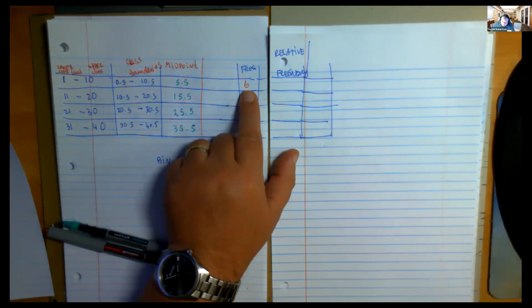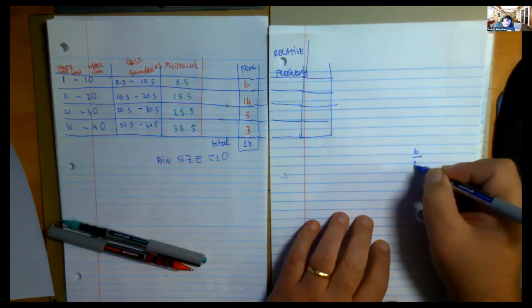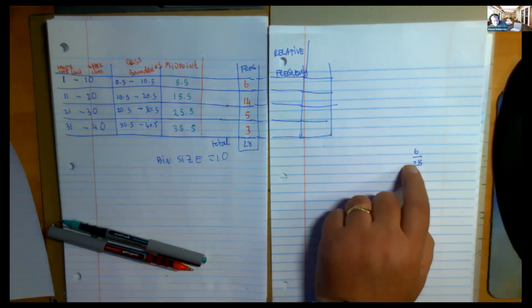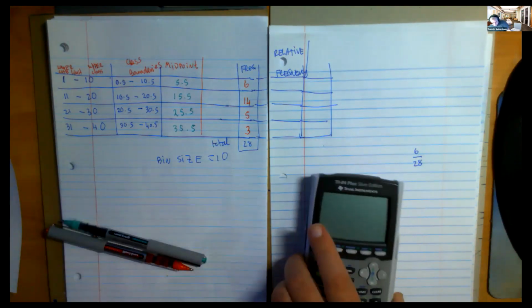The first one is 6. So 6 out of 28 people. That would be the relative frequency if you wrote it as a fraction. I guess I could simplify that fraction, but I'm not going to.